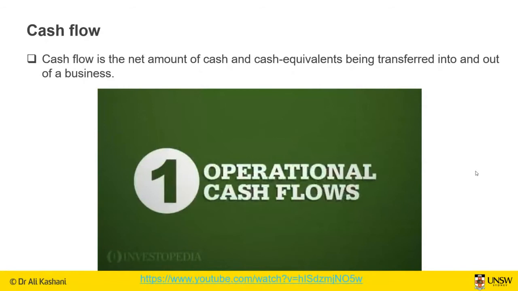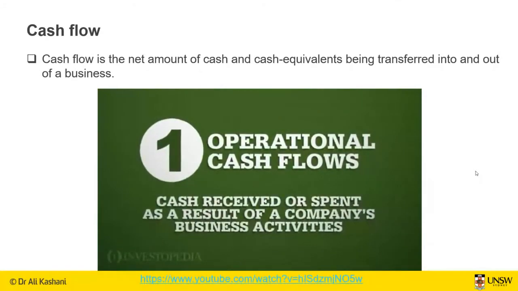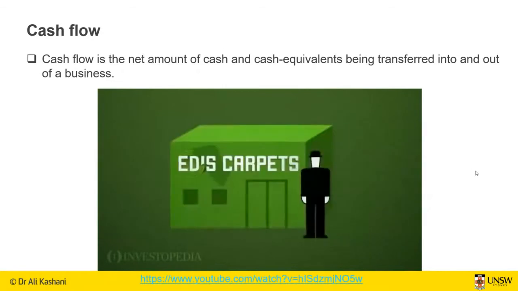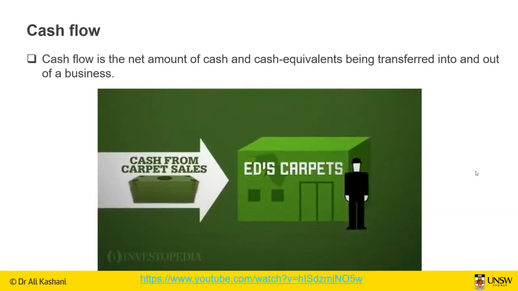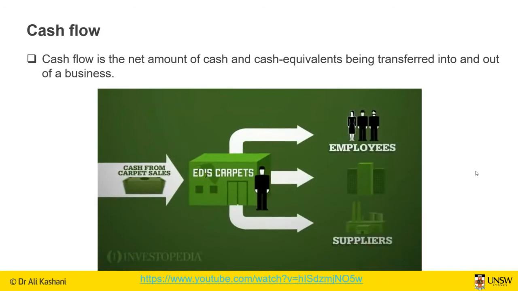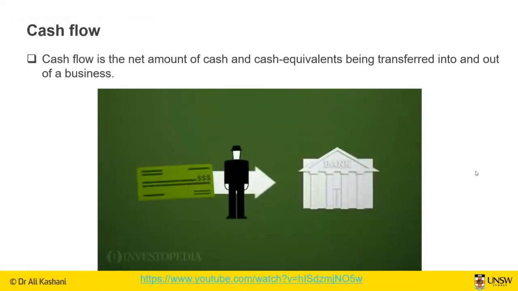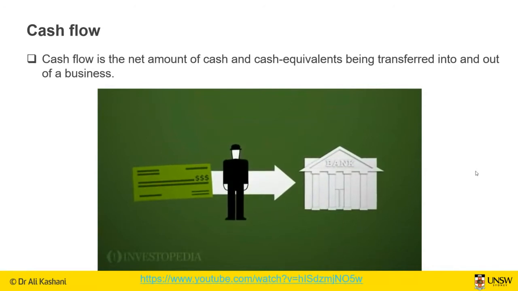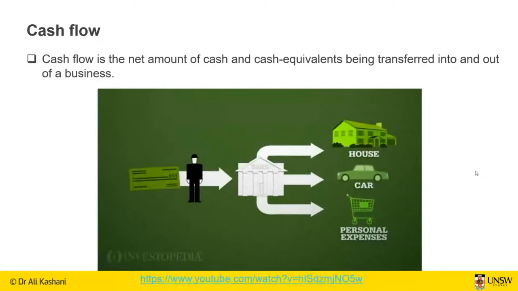1. Operational cash flows refer to cash received or spent as a result of a company's business activities. For example, a business like Ed's Carpets brings in cash by selling carpets and sends cash out to pay employees and suppliers. Similarly, Ed pays himself a salary, providing cash flow to his personal account. Cash will flow out to pay for his expenses, such as food and housing.